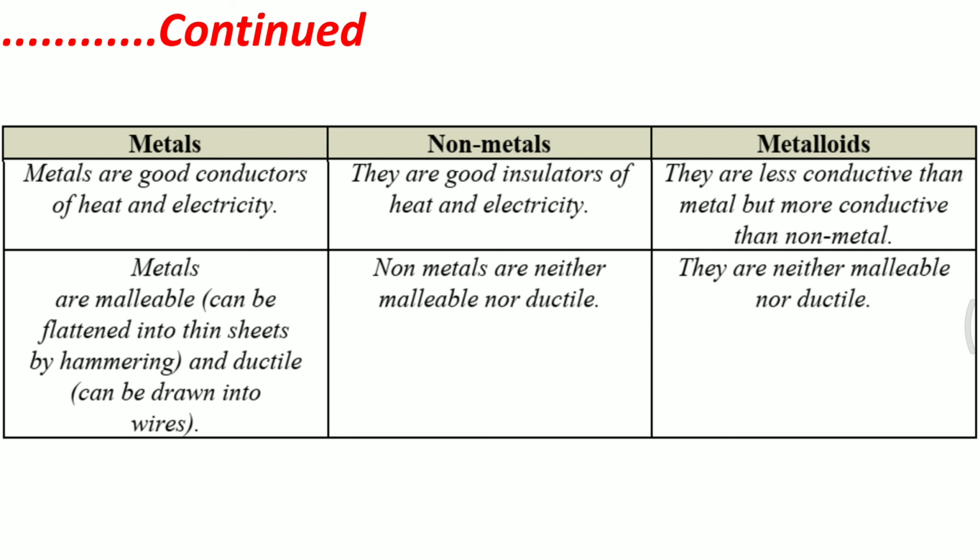But non-metals are neither malleable nor ductile. In the same way, metalloids are also neither malleable nor ductile. So these are the differences between the properties and characteristics of the metals, non-metals and metalloids.